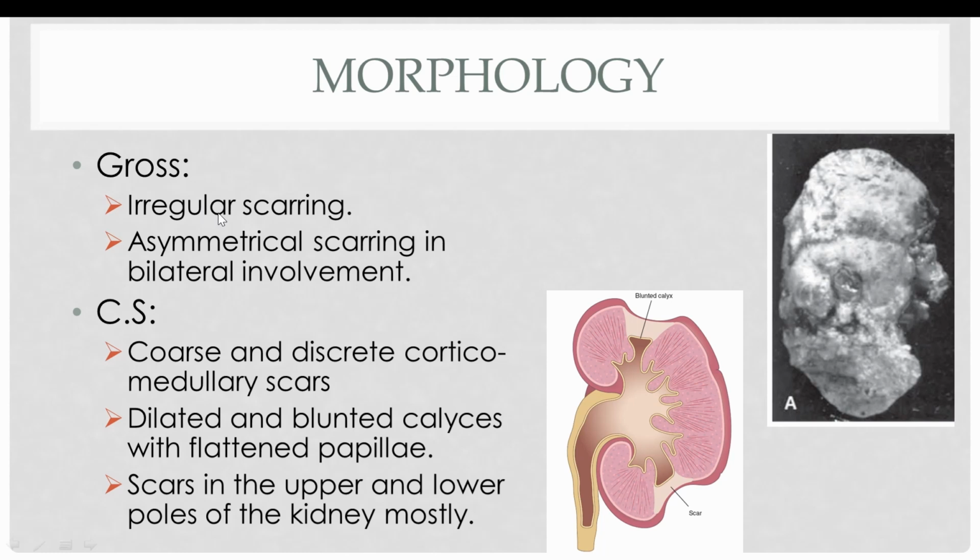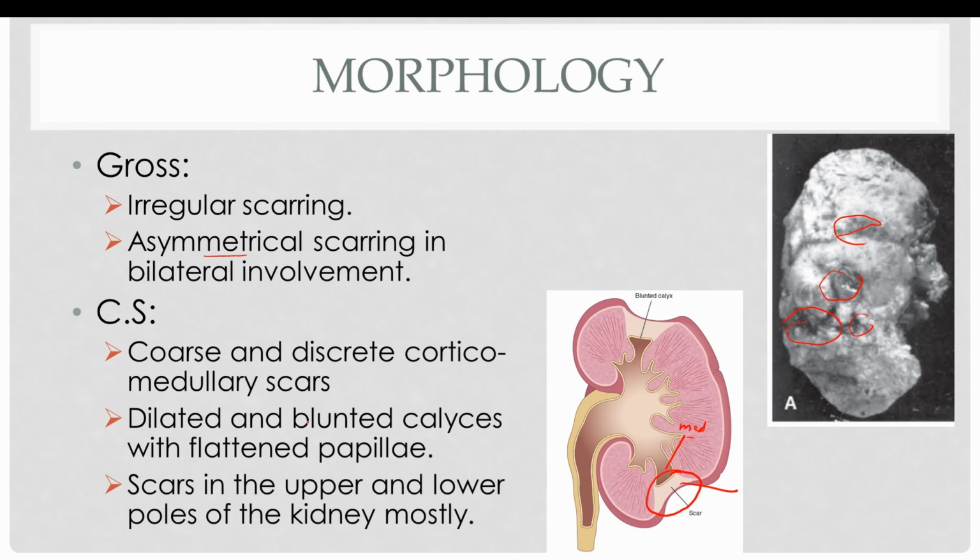A kidney affected by chronic pyelonephritis appears to have irregular scars. As you can see here, scars are present on the kidney. In case both kidneys are involved, the scarring is asymmetrical, which means they are not symmetrical to each other. Cross-section reveals coarse and dilated corticomedullary scars, as you can see here. This is a corticomedullary scar, which means it involves the cortex as well as the medulla.